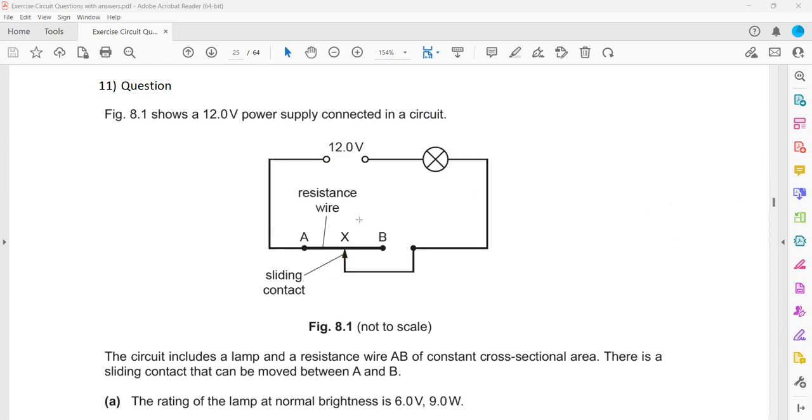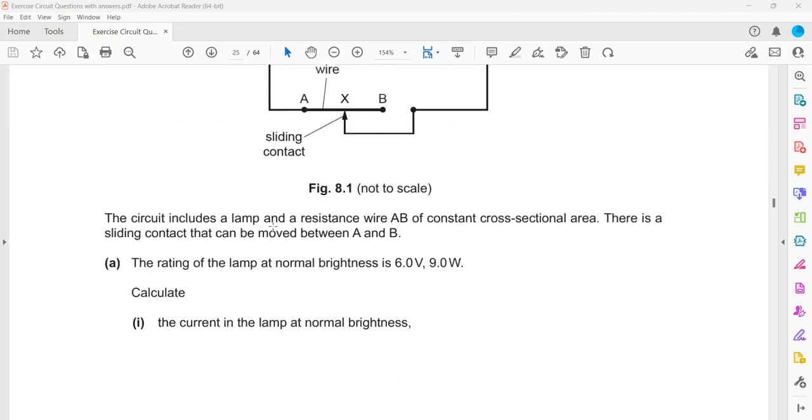When we move this sliding contact towards B, the length increases, so the resistance will also increase. If the resistance increases, there will be more voltage across this component and less voltage across the lamp, so the brightness of the lamp will decrease.